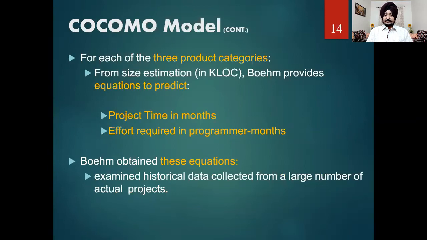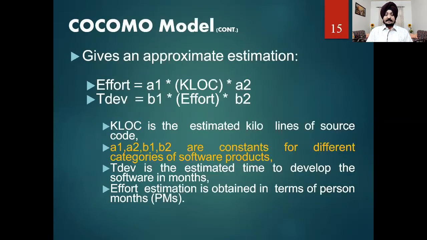So if we look at the COCOMO model, this product basically has three kinds of categories as we have studied. They depend upon the line of code, which is an important factor to determine the project time and effort required for the project. So we can calculate the project time here, which is measured in months, and we can also calculate the project effort, which is calculated in programmer months. So we can obtain equations for calculating project time and effort required in all three categories of approaches.